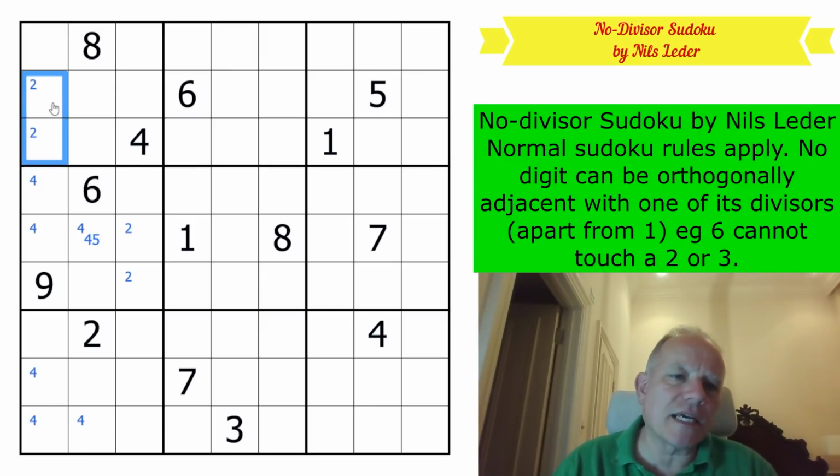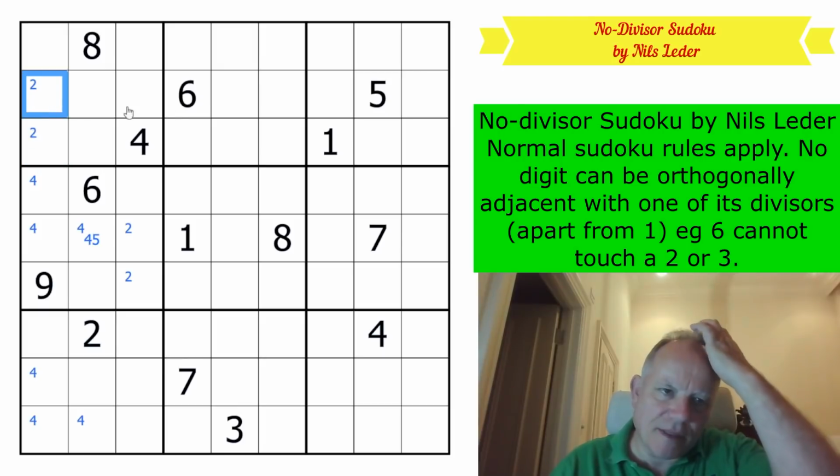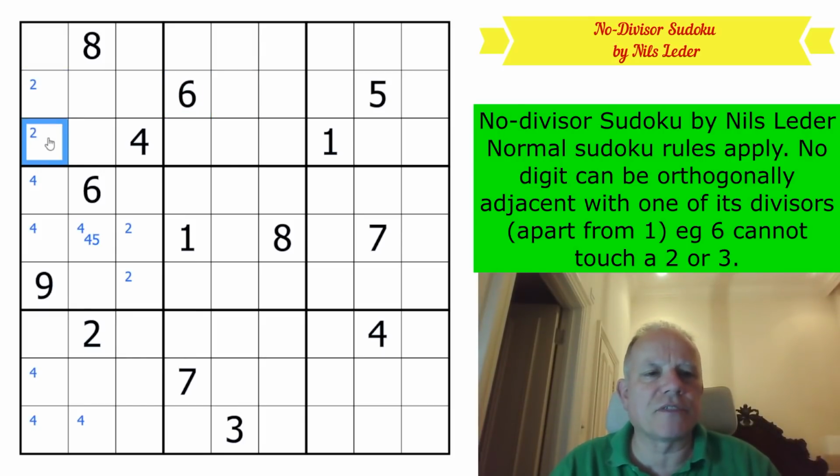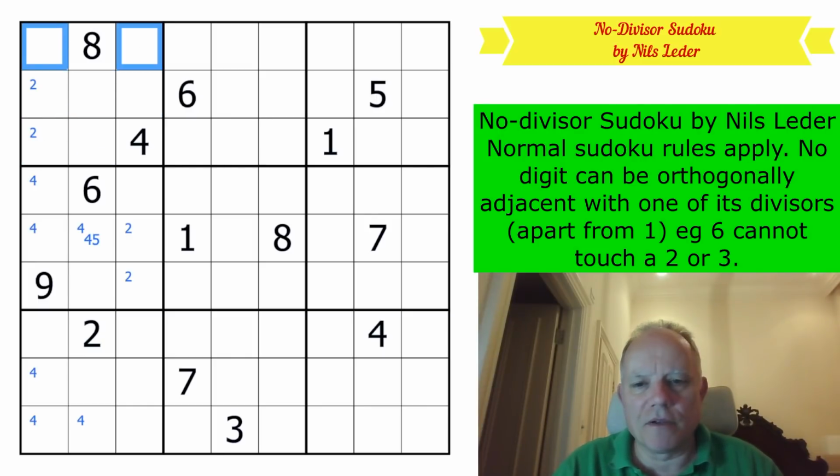Right, now 6 can't be in either of these cells. I mean, that one obviously, because of that 6. But it can't be touching 2. So if 6 was there, you'd have 2 here. So now 6 can't be in any of those and must be in one of those 2 at the top. And that means one of those 2 is a 6. And now those 2 can't have a 2 in again.